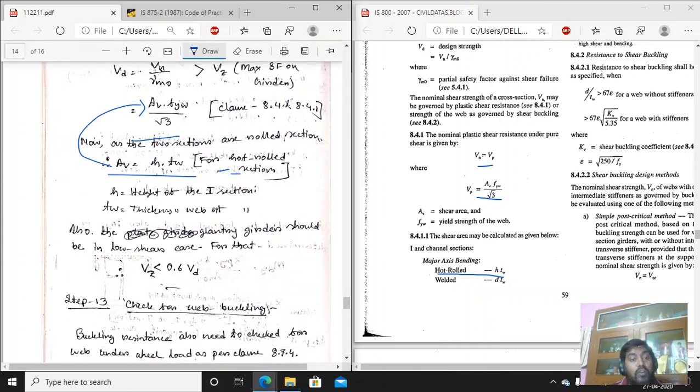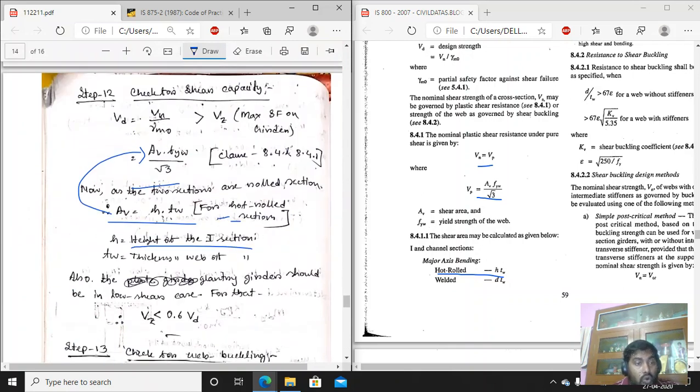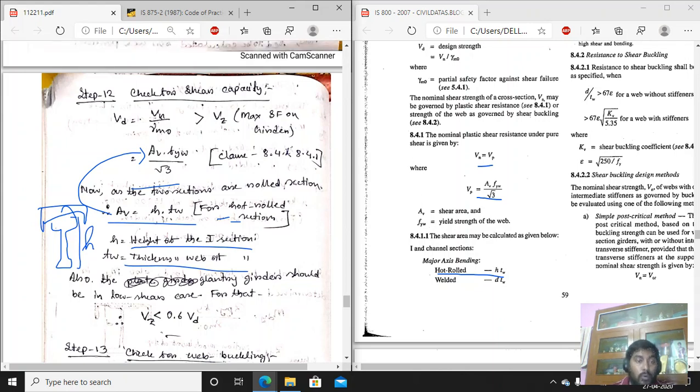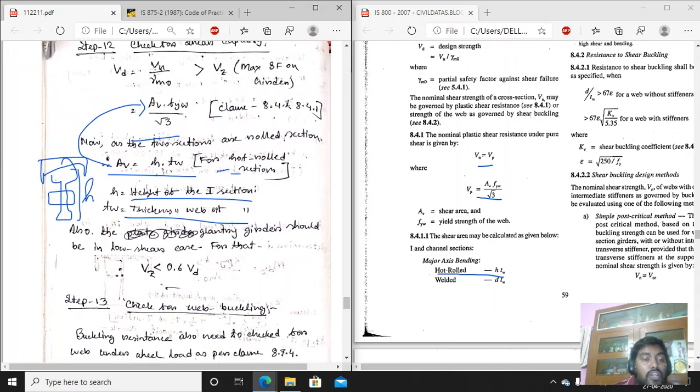Now what is the value of the h? h is the height of the I section only. So the channel we know, the channel is here, the I is here. So h means the height of the I section only, and tw is the thickness of the web of the I section only, because the shear force only acts in the web portion. So web means the web of the I section. So we have to calculate the shear capacity for the I section also. So this is the value for the shear capacity.